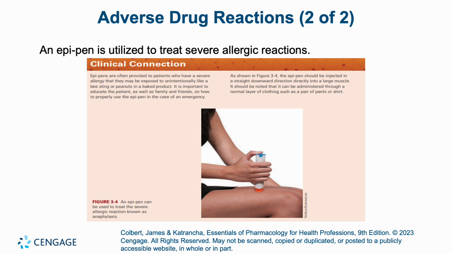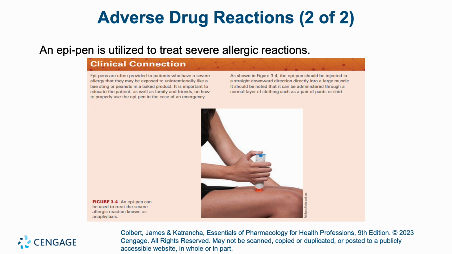So this right here is a picture of an EpiPen, which is utilized to treat severe allergic reactions. And these are prescribed to patients who have a severe allergy that they may be exposed to unintentionally. For instance, a bee sting, peanuts, that kind of stuff. It's important to educate the patient as well as the family on how to use the EpiPen. It goes in a straight downward motion directly into a large muscle. It actually can be administered through clothing, but ideally, it just goes directly onto the skin itself.